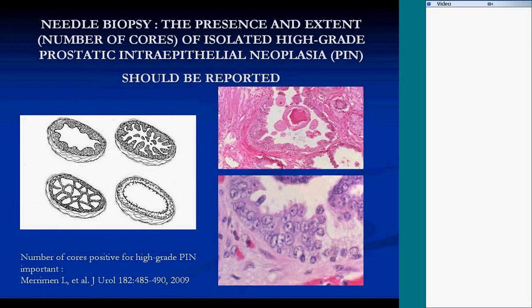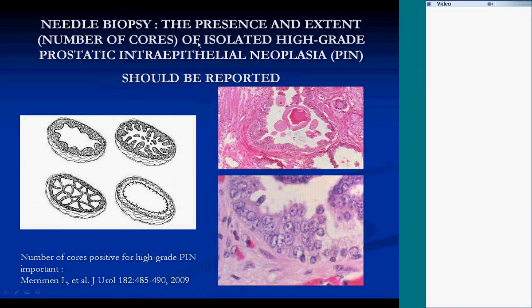So just to clarify, here is high-grade prostatic intraepithelial neoplasia, or PIN, and one should definitely report it if you see it in isolated form without cancer. But there's really no reason to report it if it's in the same core with cancer. It doesn't change clinical management.